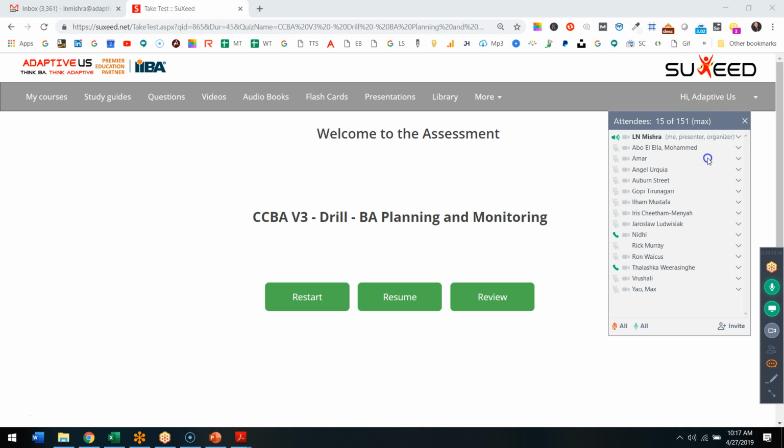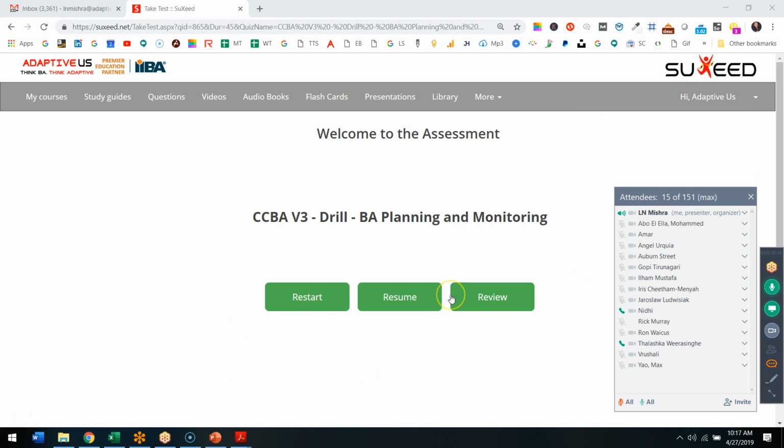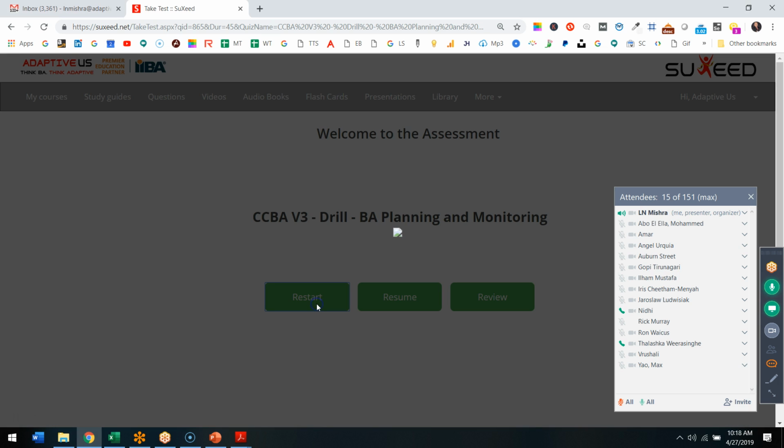Just to give you a brief about this platform, usually if you have taken a test, you will get three options. One is called restart. That means you want to wipe out your past data. Resume means you left somewhere in the middle and you want to start again. And there is a third option which is called review, where you can see the answers to the questions, why those answers are correct, and what you chose. So that's what the review mode does. So I will start with restart.